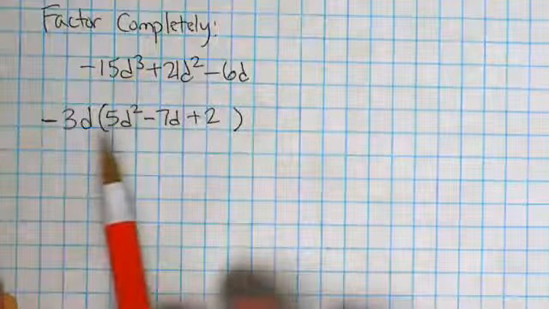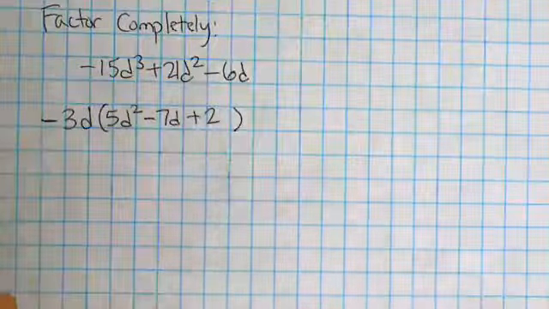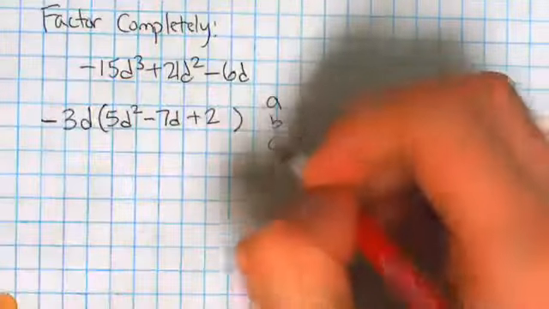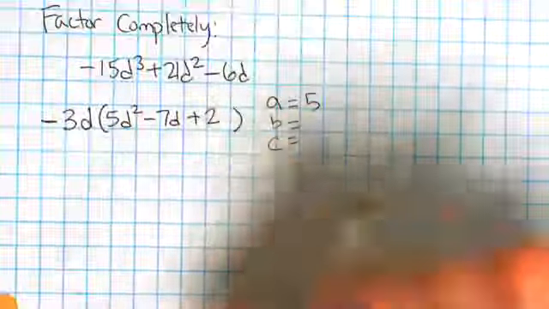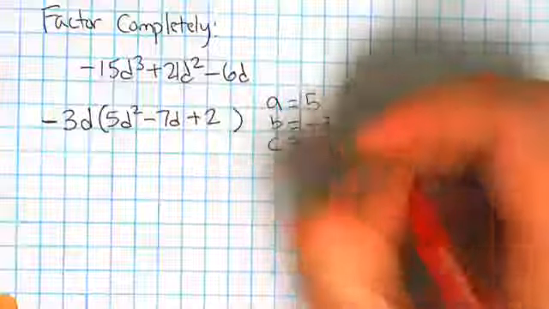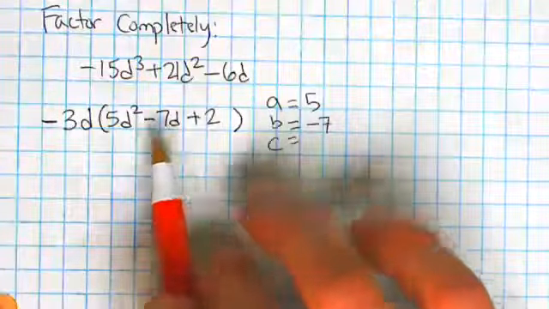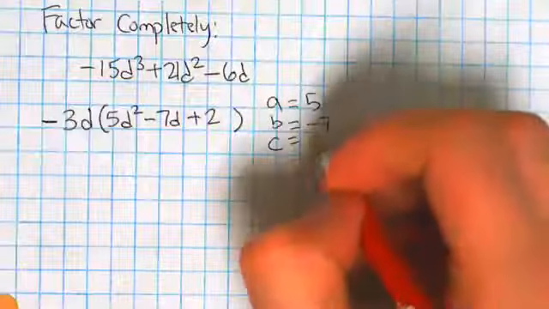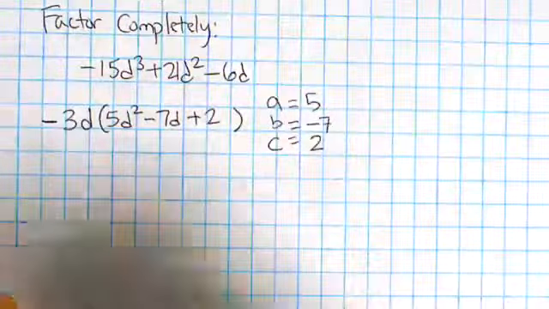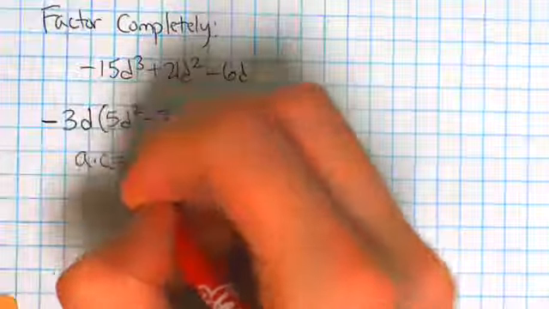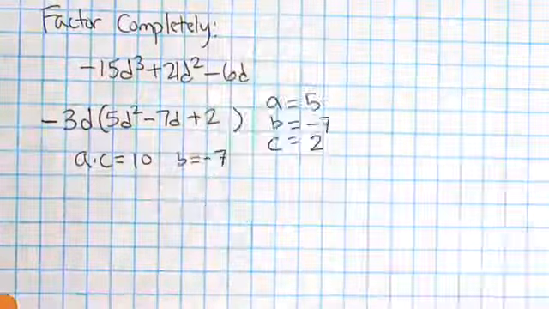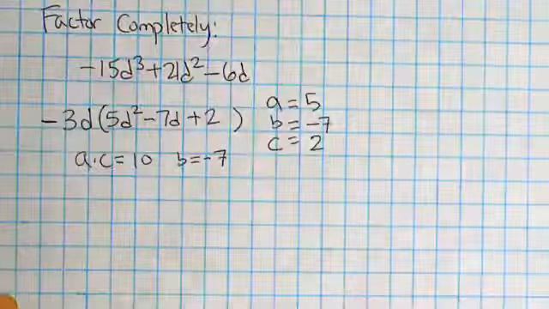And inside our parentheses here, we now need to factor this. And we need to begin by identifying our a, b, and c, which here are 5. A is the number attached to the squared term. -7. B is the number attached to the, normally just the single x term. In this case, it's a d. And c is the constant added at the end, which is 2. From there, we need to identify a times c, which is equal to 10. And our b is -7. So we need to look for factors of 10, which add up to -7.